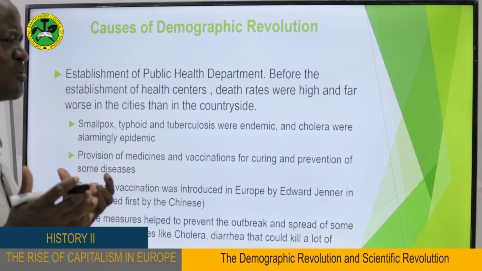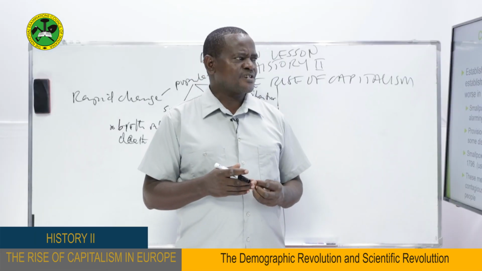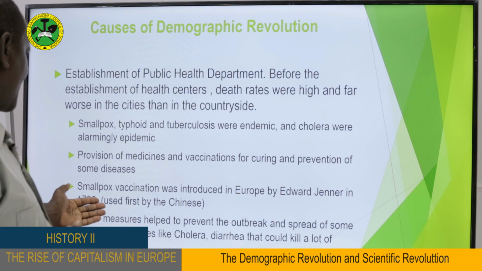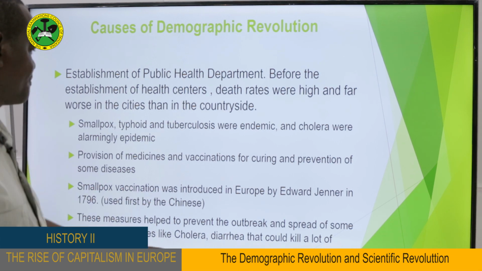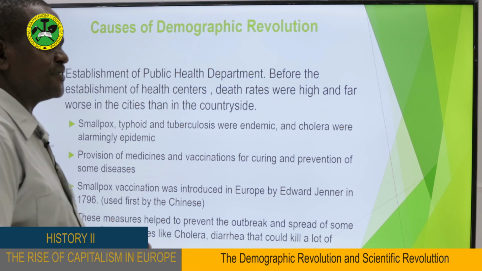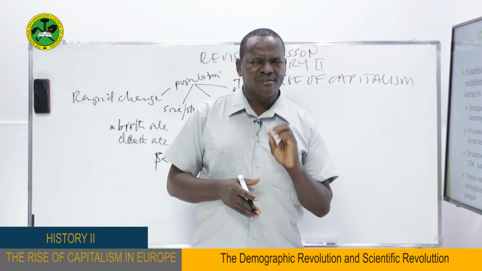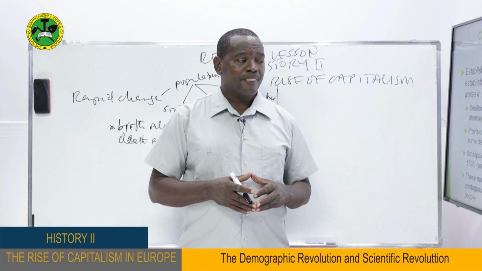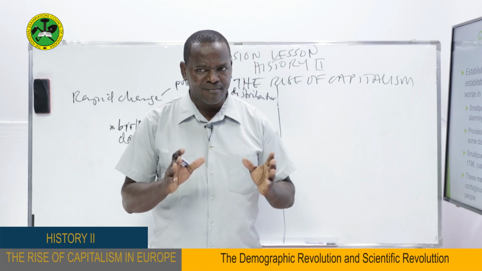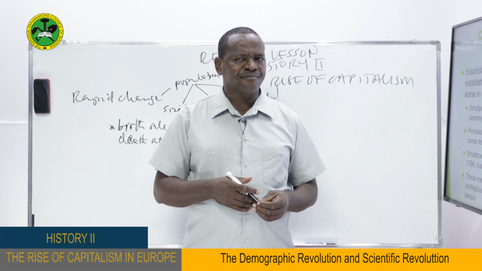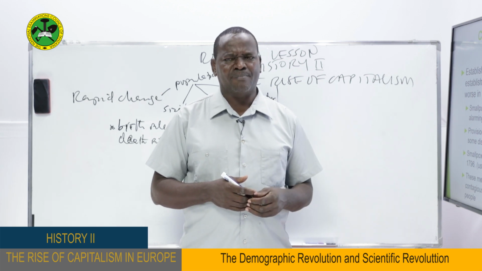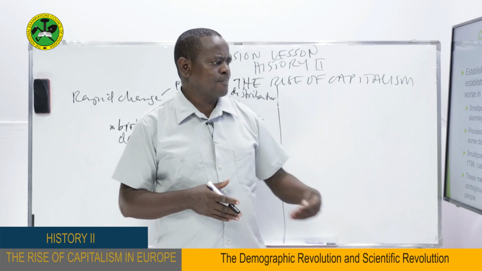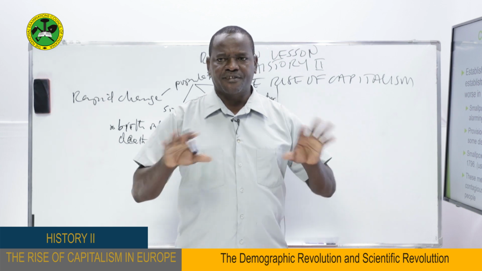Smallpox vaccination was a very important breakthrough in medical development in Britain. This vaccination was introduced by Edward Jenner in 1796. In fact, he copied that medical technology from China, and it was introduced in Britain, and they succeeded to prevent the spread of smallpox. Remember, my dear students, smallpox is one of the diseases which has killed a lot of people, not only in Britain, but in Europe at large. A lot of people were killed by smallpox. So they were able to provide vaccinations which would prevent the spread of such diseases.